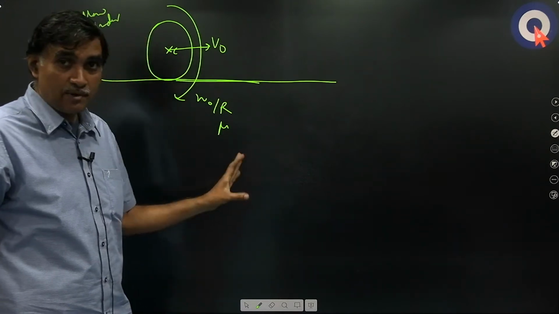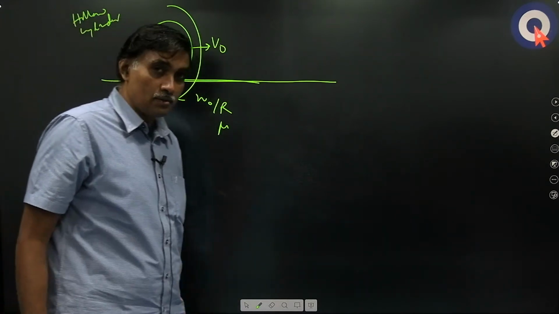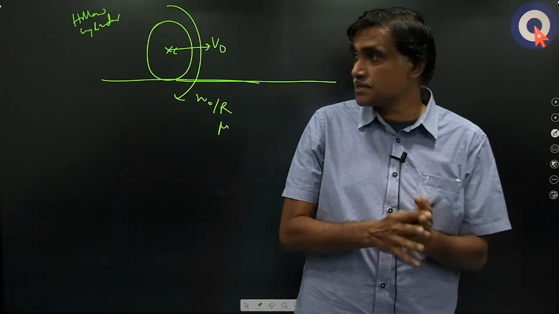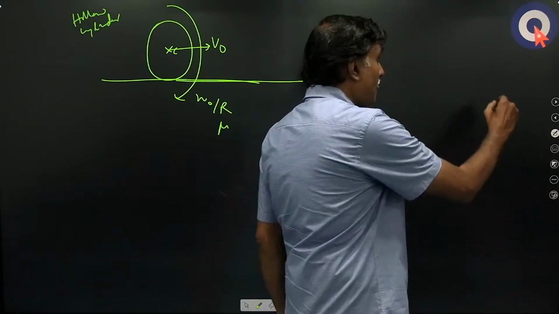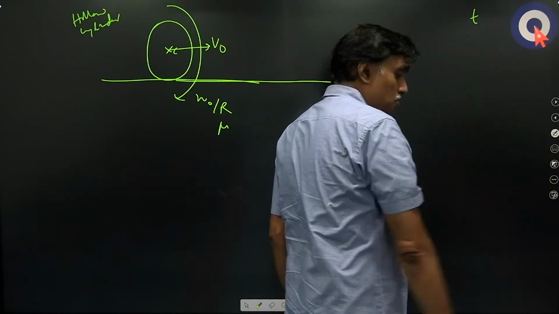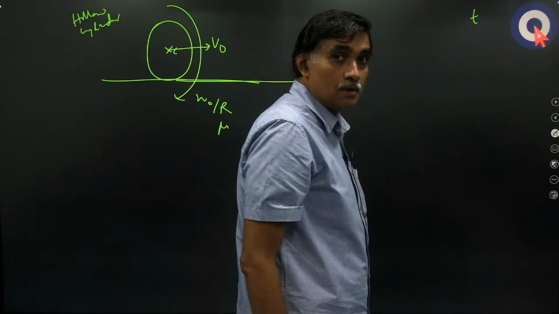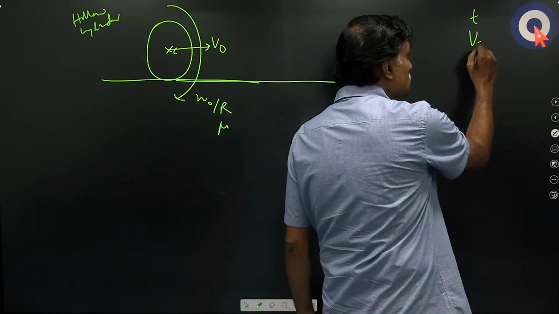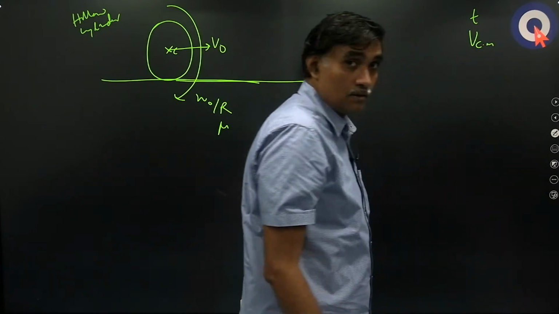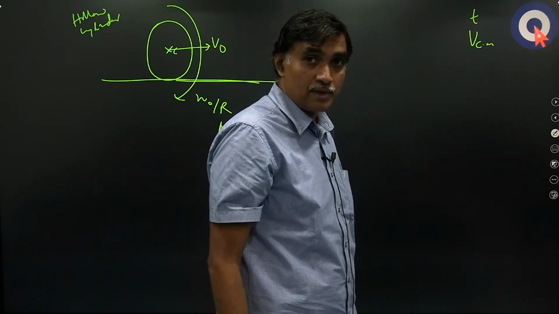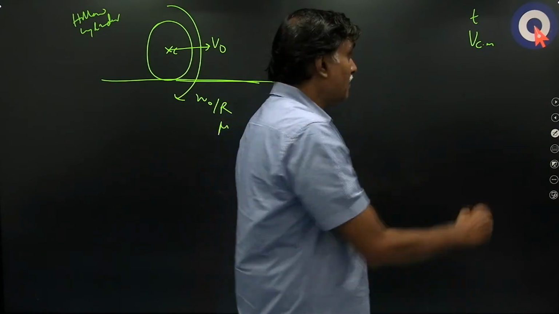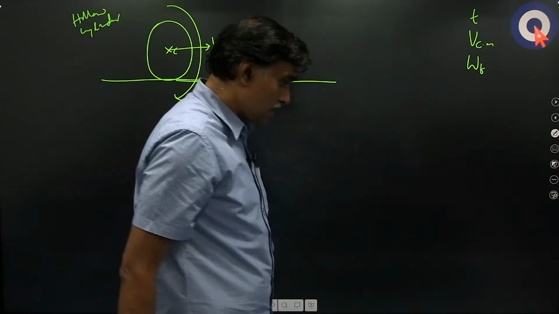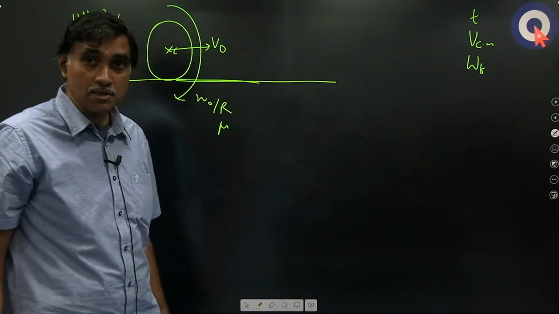Now this is the question. Write down. This is the problem. Questions I will dictate. First part: find after what time it starts rolling. Second part: the velocity of center of mass when it starts rolling. And the work done by frictional force until it starts rolling.